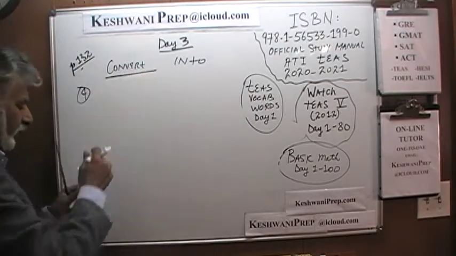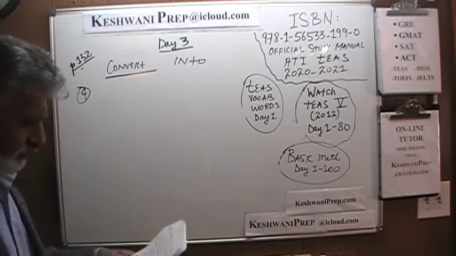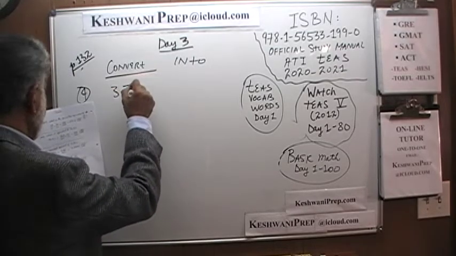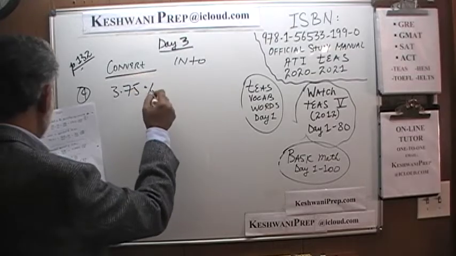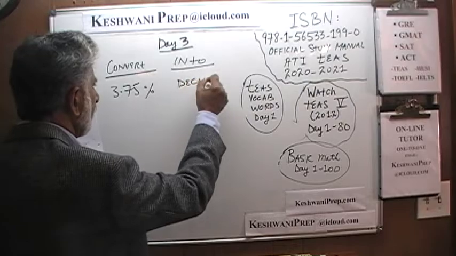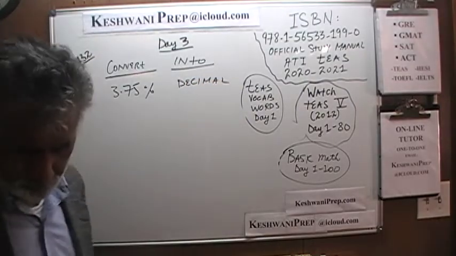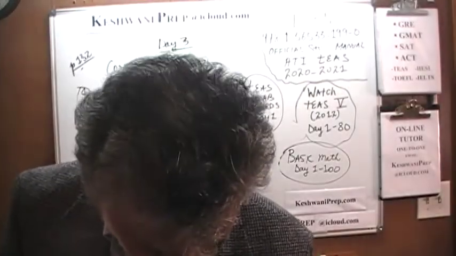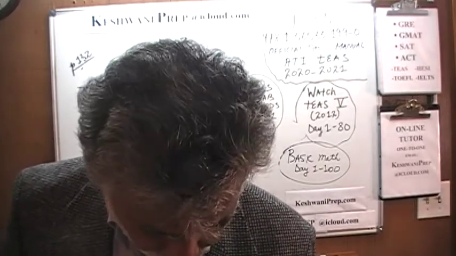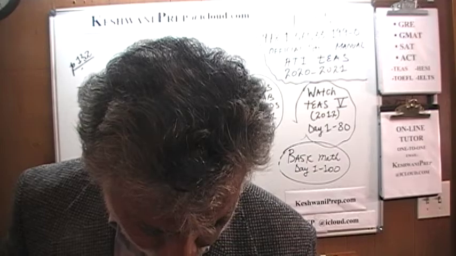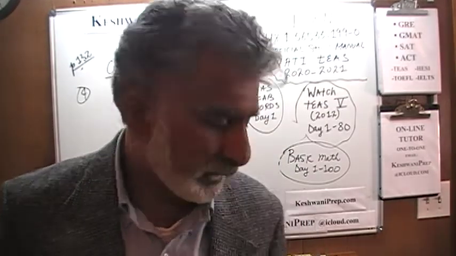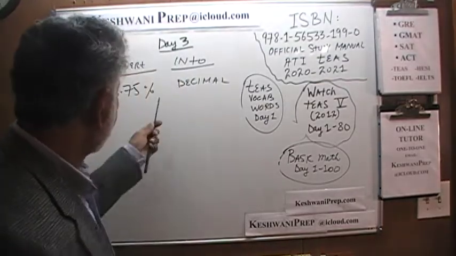Number 4 says convert 3.75% into decimal. I'm going to read the problem to you verbatim. Which of the following decimal is equivalent to 3.75%? So that's what it is. They're giving us the percentage and they're asking us to convert it into a decimal. Okay?